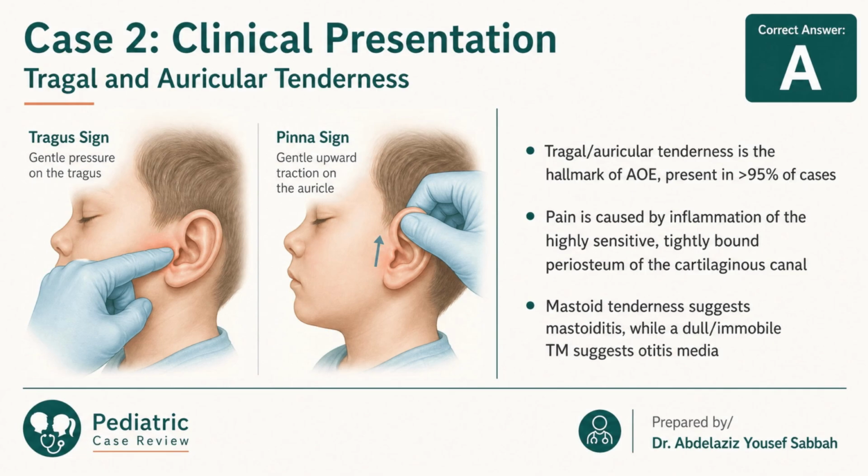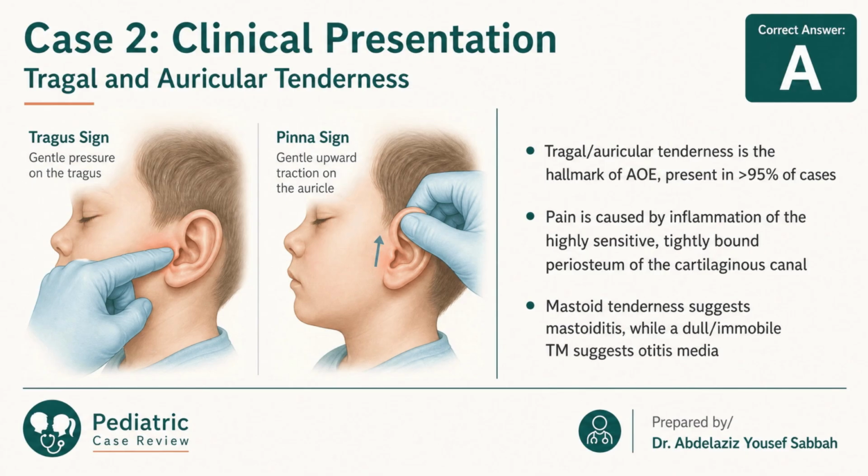The correct answer is option A. Pain elicited by manipulation of the auricle or tragus. Tragal and auricular tenderness is the hallmark of acute otitis externa and is present in over 95% of cases. The tragus sign is elicited by gentle pressure on the tragus, while the pinna sign is elicited by gentle upward traction on the auricle. Both maneuvers reproduce the characteristic pain because the skin of the cartilaginous canal is tightly bound to a highly sensitive periosteum, which becomes inflamed during infection.